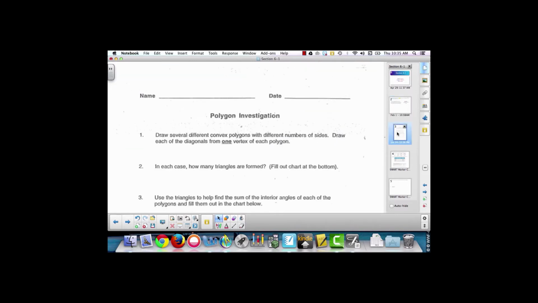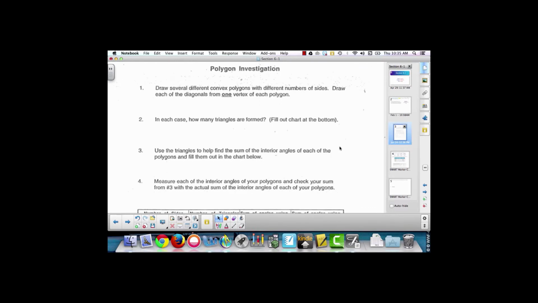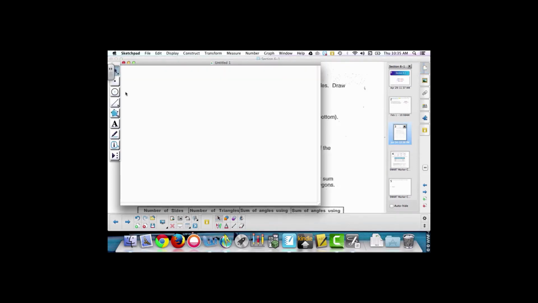Now I would like you to do this activity. You're going to be drawing convex polygons with different numbers of sides in Sketchpad. You are only going to draw the diagonals from one vertex, so I'd like to demonstrate that for you. I'm going to make a random polygon. Again, make sure your polygons are convex, where all the sides are pointing out, instead of concave, where one or more of the vertices is pointing in.